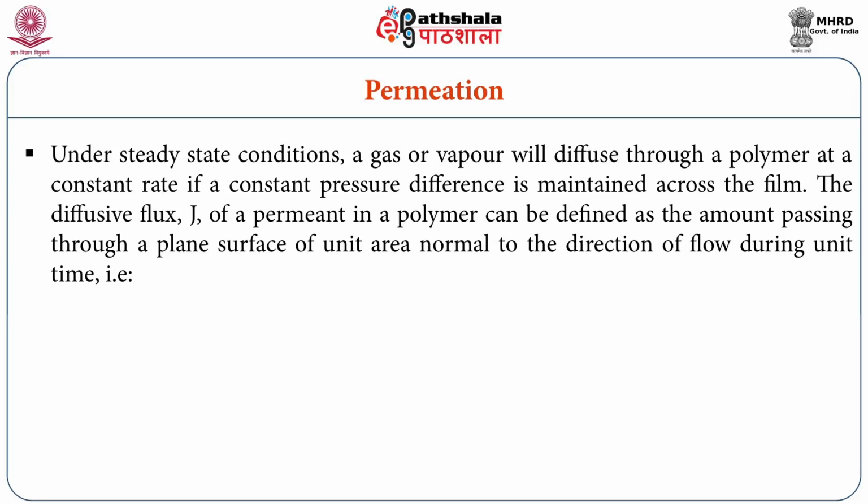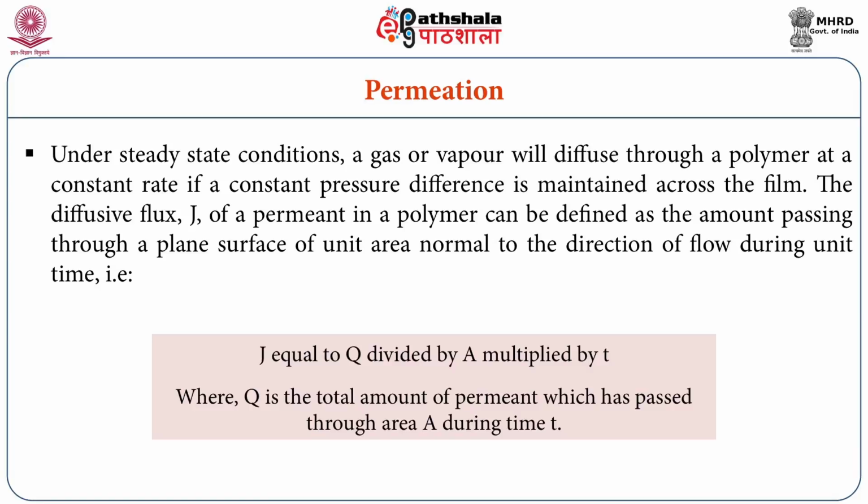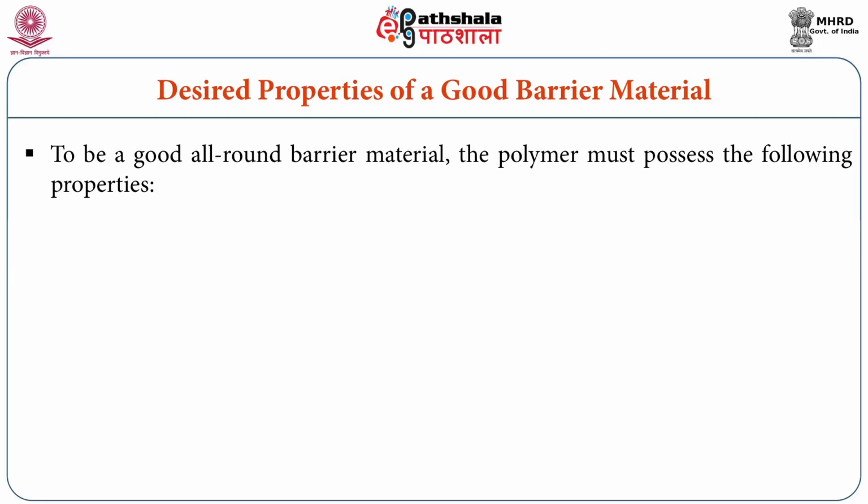The diffusive flux J of a permeate in a polymer can be defined as the amount passing through a plane surface of unit area normal to the direction of flow during unit time, that is J equals Q divided by A multiplied by T, where Q is the total amount of permeant which has passed through area A during the time T. Looking at the desired properties of a good packaging material or good barrier material.